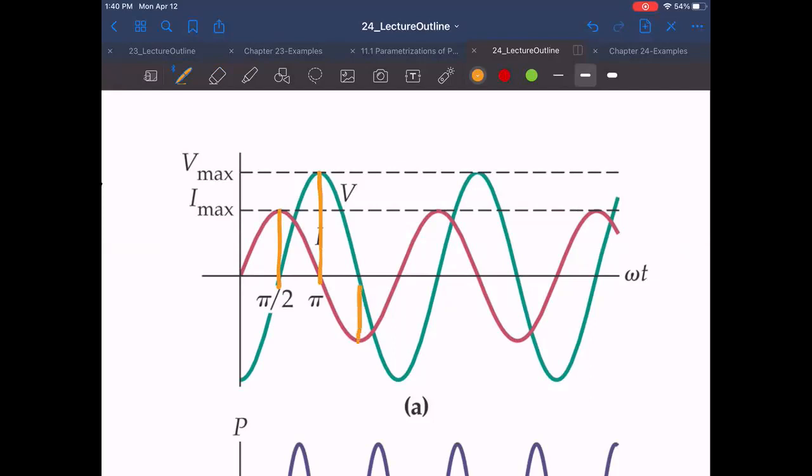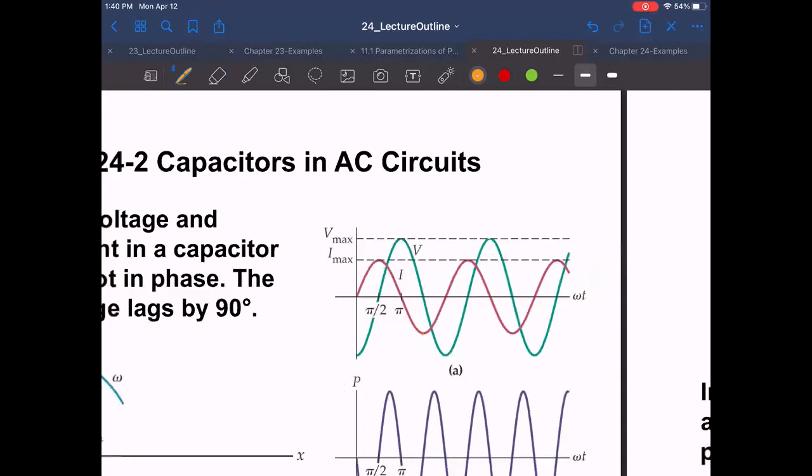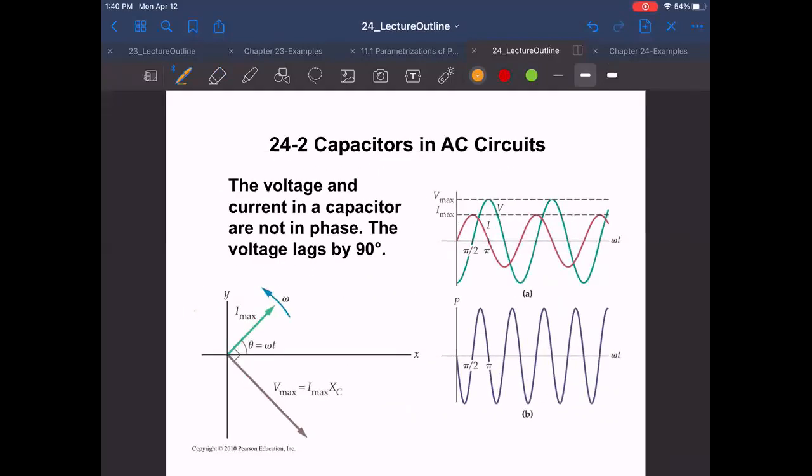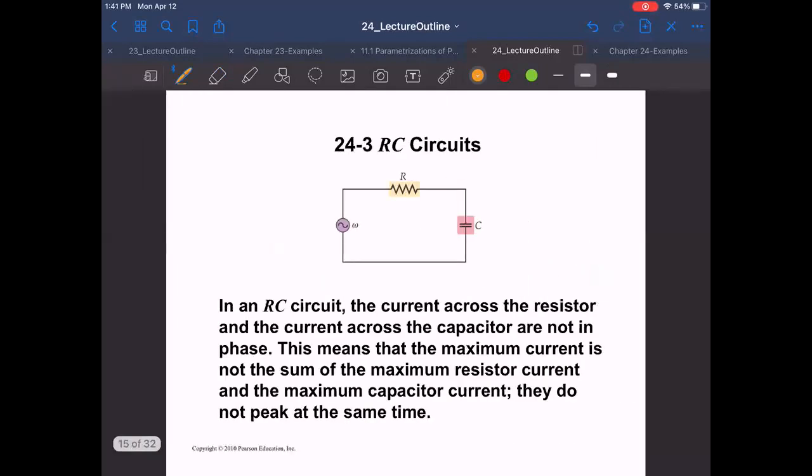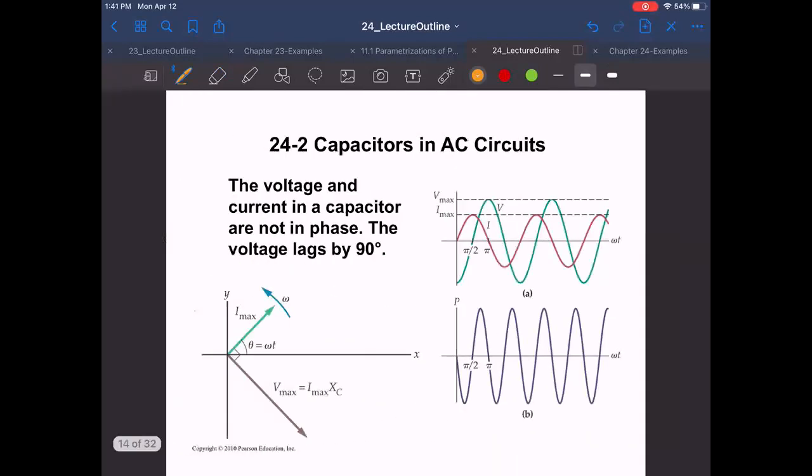Right? Current's at a negative maximum, voltage 0. Voltage at negative maximum, current at 0. Okay? Any questions on that? And that's it. I'm not going to go past there.